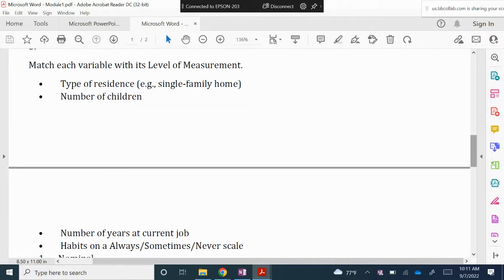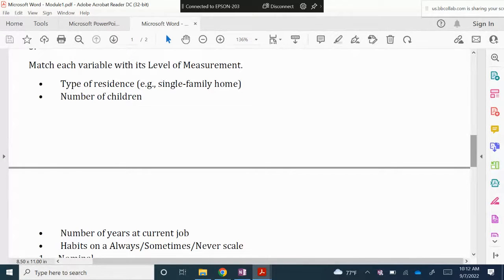All right, so for the first one, the type of residence. Example, single family home, multi-family home. So we're gonna start with the first one. Is that some kind of category? Yes. So that would be what? Nominal. Right.